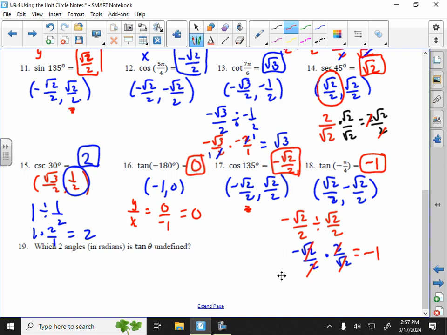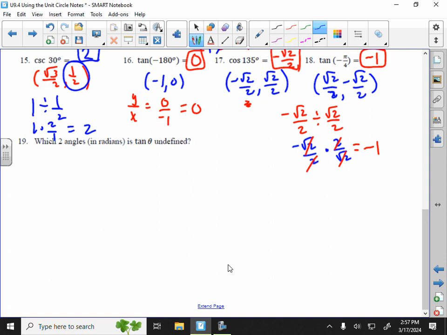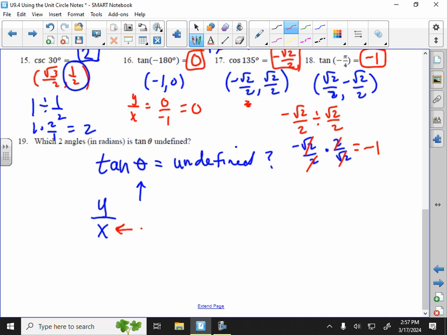All right, last one. Which two angles in radians would the tangent of theta be undefined? All right, so we're basically answering this question. So trying to figure out what angle can go in there, so when we do the tangent, it's undefined. Well, we know tangent is y over x. The only way that this can be undefined is if we're trying to divide by 0, if x is 0. So we can go on to the unit circle and find out when is x 0.